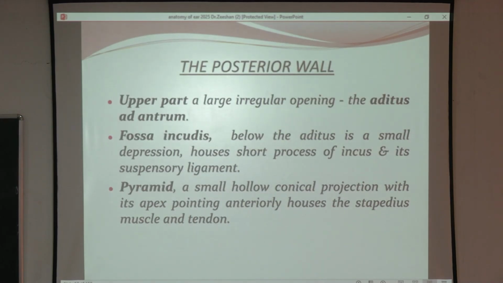Now the posterior wall, one of the most important walls. The upper part has a large irregular opening called as the aditus ad antrum. It is the gateway to the mastoid air cell system. Okay, fossa incudis, it is just below this opening, just below the aditus is a small depression, and this fossa incudis is क्या मतलब इसका speciality क्या है? It houses the short process of incus and its suspensory ligament.